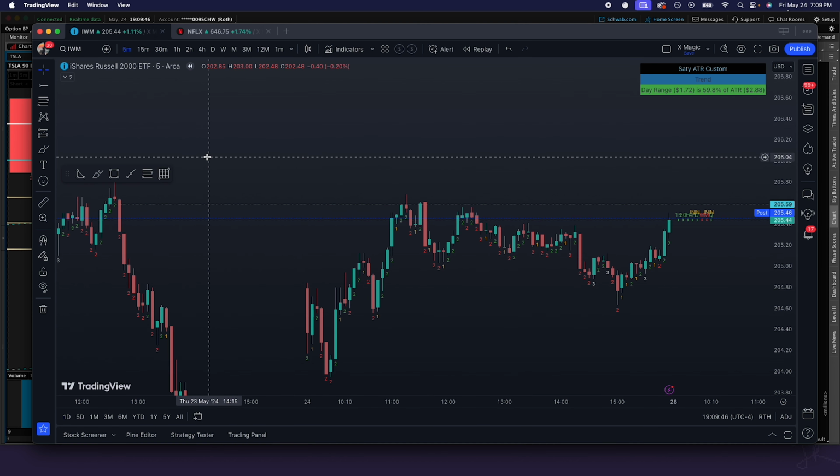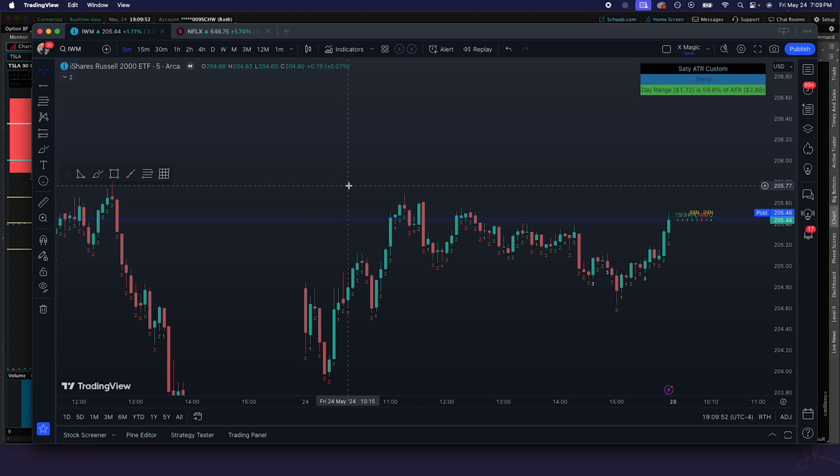Was it a red trade or a green trade? It was green.